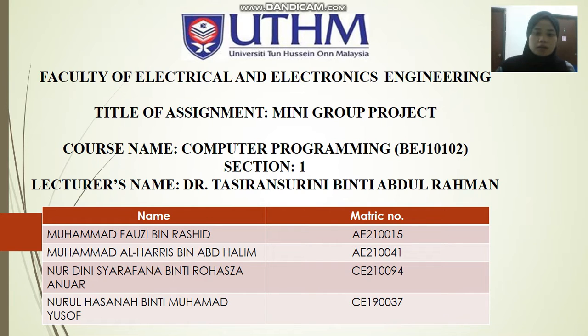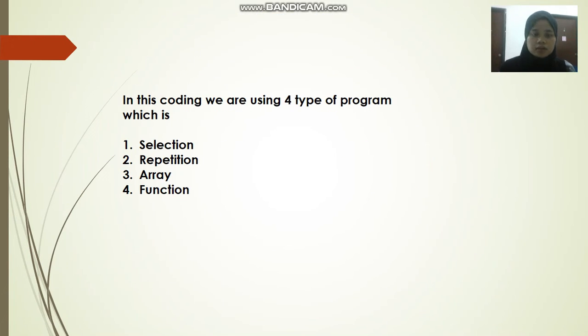CA190037. This is our mini project. This is our group members: Muhammad Fauzi bin Rashid, Muhammad Al Haris bin Abdul Halim, Nurdini Sharafana binti Rahada Anwar, and me. In this coding, we are using 4 types of program, which is selection, repetition, array, and function. And I will explain about the selection.